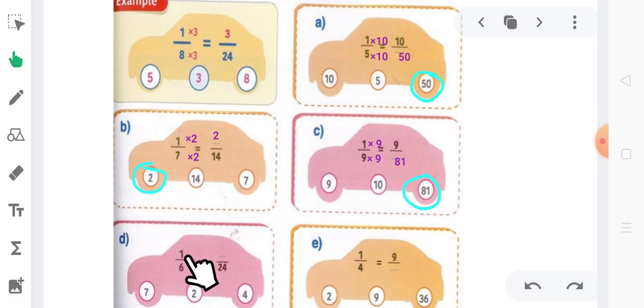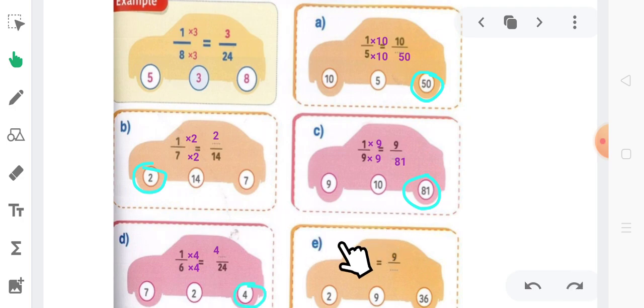Again, one more time. What is the completed part here? 6 and 24, the bottom part. 6, how can we make 6 24? Excellent. We should multiply up and down by 4. So 1 by 4 equals 4. So the answer will be 4.